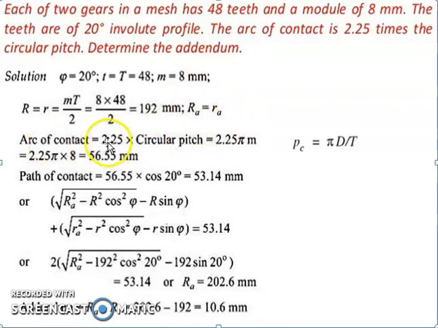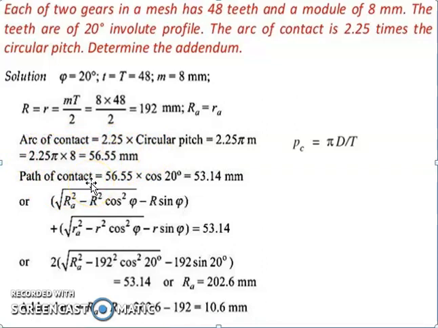Now the arc of contact is given as 2.25 times the circular pitch. The same thing I have written here because it is given data, 2.25 into circular pitch. We know the circular pitch is pi into m, and we can also write it as pi d by T. So write 2.25 into pi into m, where m is given as 8 mm. After solving this you will get 56.55 mm.